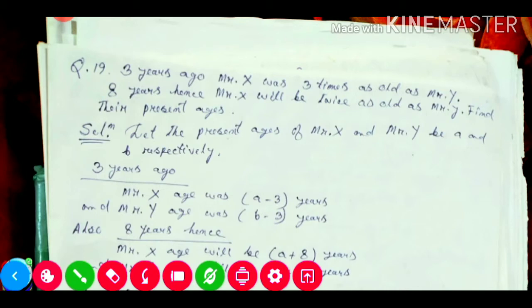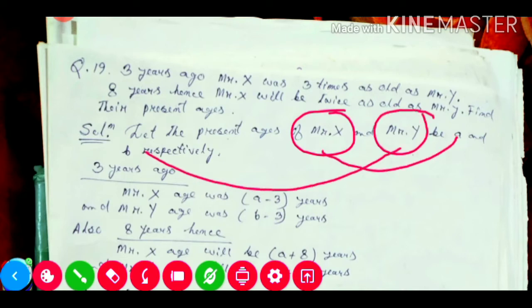So we consider their present ages X and Y. So let the present ages of Mr. X and Mr. Y be A and B respectively. Because here X and Y are given, for this reason we are not taking another X and Y. So we are considering A and B. That's A, present age of Mr. X, and Mr. Y's present age we are considering B.